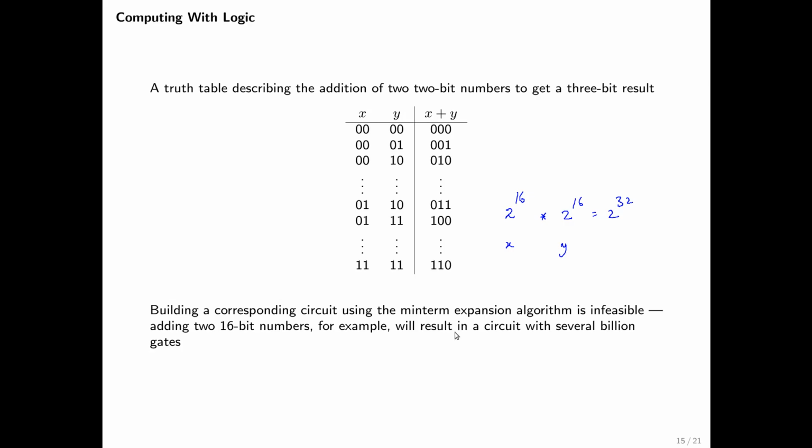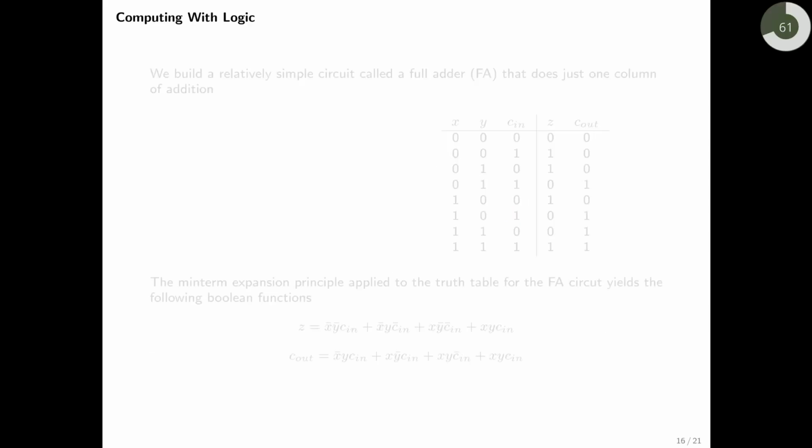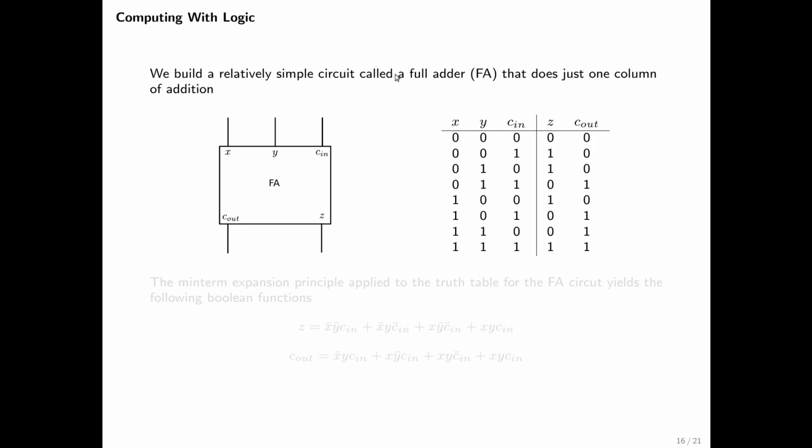So what we do instead is build a relatively simple circuit called the full adder, right? That just does one column of addition. So here is a schematic for a full adder. It has 3 input pins called X, Y, and carry in, and it has 2 output pins called Z and carry out. And here is the truth table for the full adder circuit.